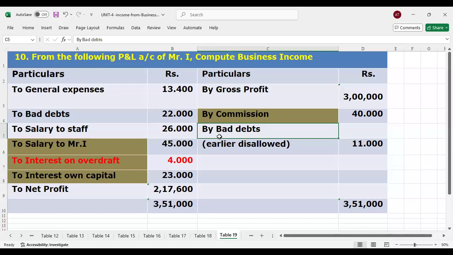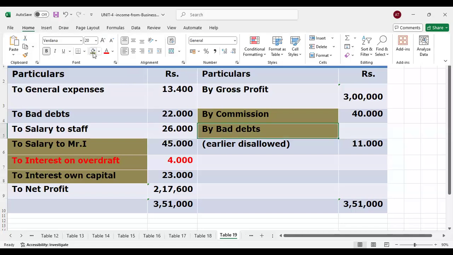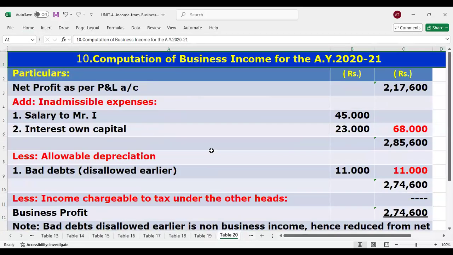Then bad debts which were disallowed earlier, if I now recover them, the same working applies: as an income it is not allowed. If I calculate, I find bad debts which were disallowed earlier as a business income, hence we are not allowing the same. So for every numerical of income from business and profession, I need to find out allowed and disallowed items and then adjust from the net profit. And whatever profit I get after adjustment will be called income from business and profession.